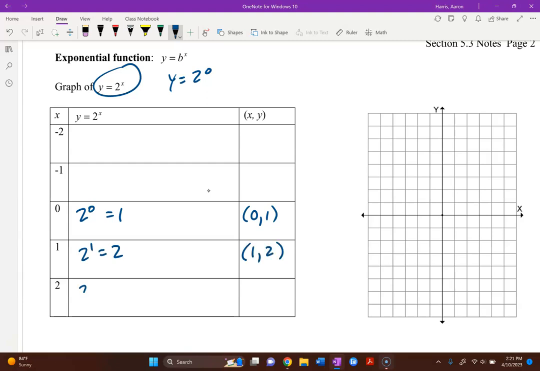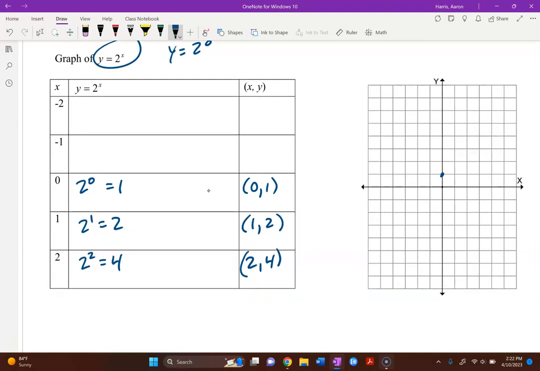Let's do 2 squared now. x is 2 this time, so 2 squared is 4. So I've got those points: 0, 1, then 1, 2, and 2, 4. I could do 3 as well. 2 to the third is 8. I could do 4. 2 to the fourth is 16, and so on.